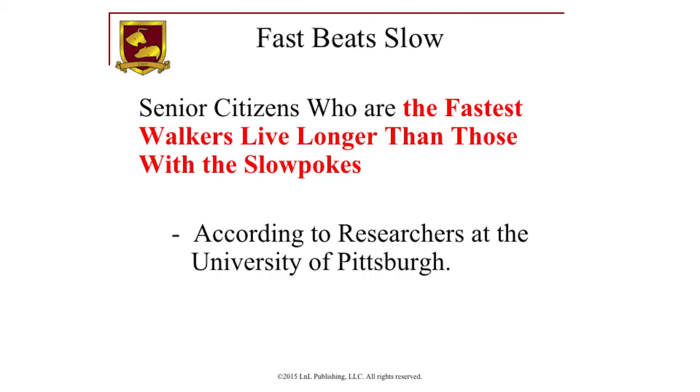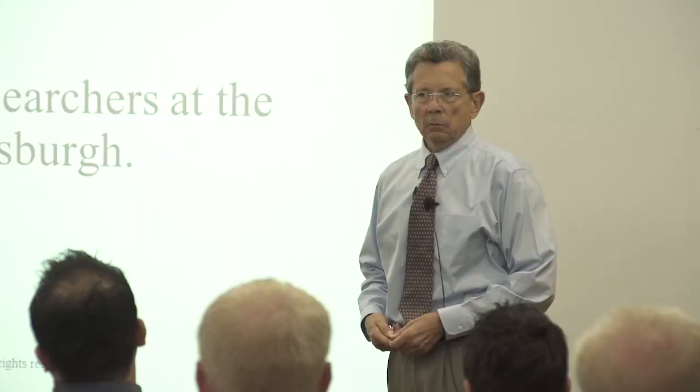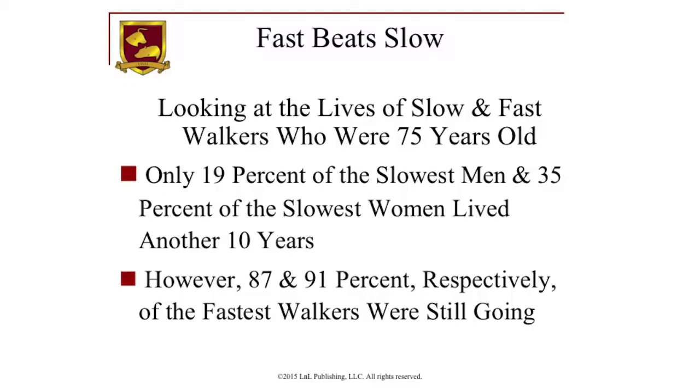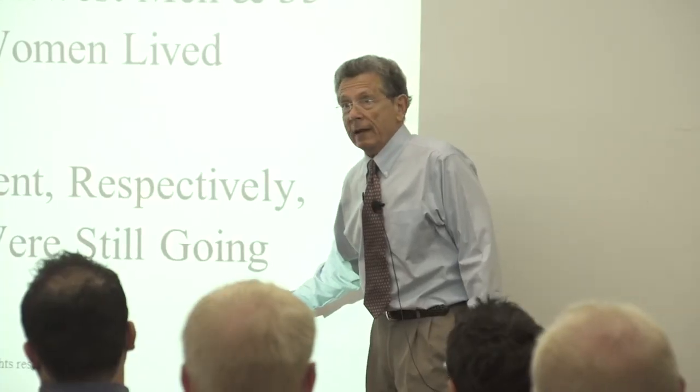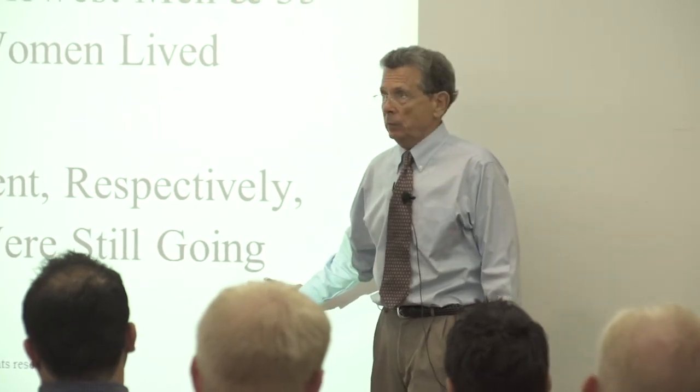They did a test of senior citizens where the fastest walkers live longer than slow walkers. Really interesting data. Looking at the lives of slow and fast walkers who were 75 years or older, only 19% of the slowest men and women survived 10 years. But after 87, almost call it 90% of the ones that walked the fastest were still alive. Now, if that doesn't tell you the validity of lung function, nothing will.